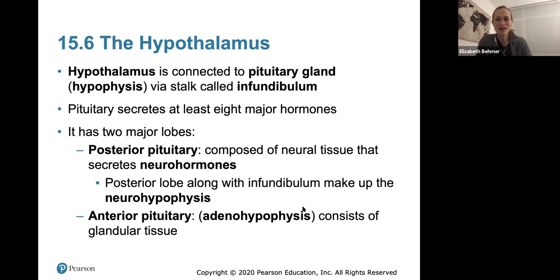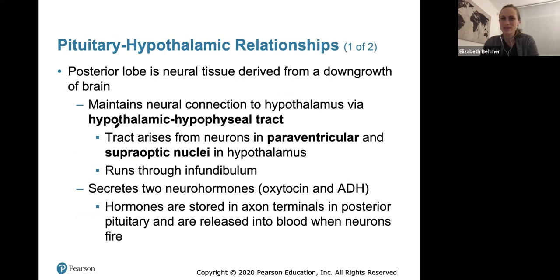All right, so the hypothalamus is connected to the pituitary gland, or the hypophysis, via a stalk called the infundibulum, so that connects the two. The pituitary gland secretes at least 8 major hormones, and it has 2 lobes. The posterior pituitary is composed of neural tissue, so it secretes neural hormones, and the anterior pituitary consists of glandular tissue, and we'll talk about what that means.